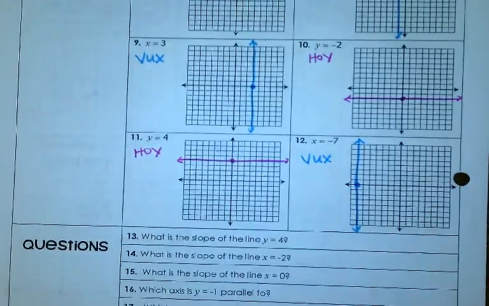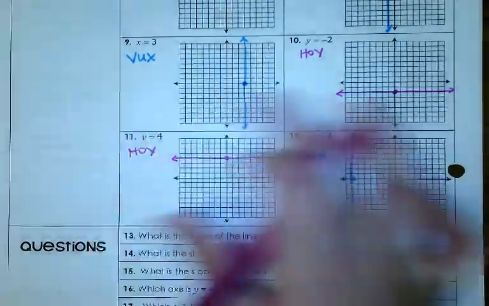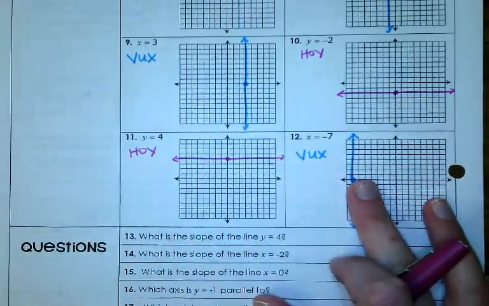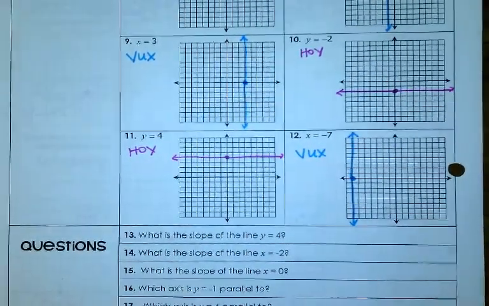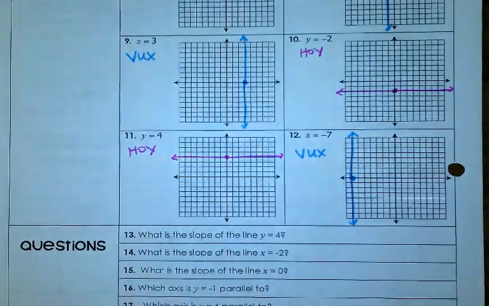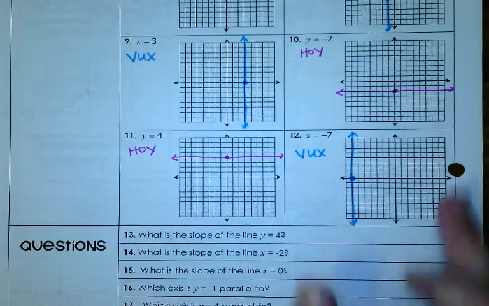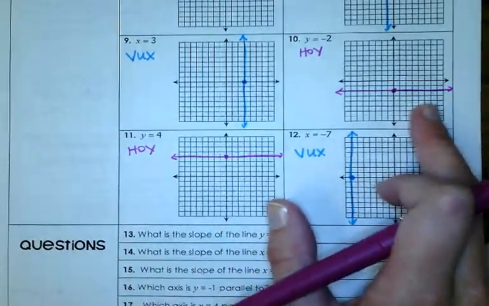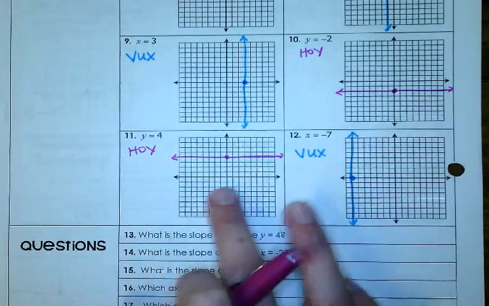Awesome. We had x is equal to 3, so it went through the x-axis at 3. Y is equal to -2, went through the y-axis at -2. Y equals 4, went through the y-axis at 4. And x equals -7, went through that x-axis at -7.